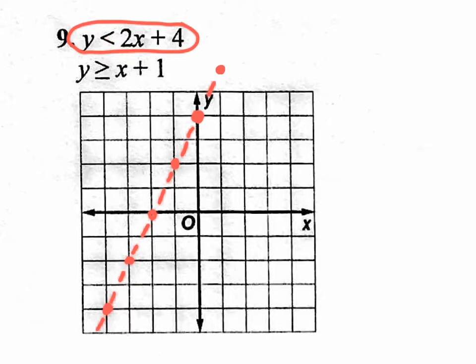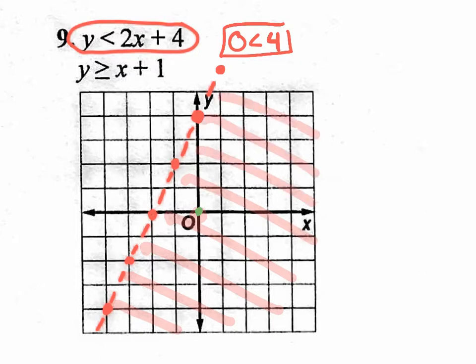And then you could test the point 0, 0, see if it works. So you plug in 0 for y and 0 for x on the top equation. It'll say 0 is less than 2 times 0 is 0, and 0 plus 4 is 4. So 0 is less than 4. What do you think of that? It's true, it does work. So we do shade in this side. So I will shade in lightly. And the reason why we shade in lightly is because we really want to darken in the overlap piece.